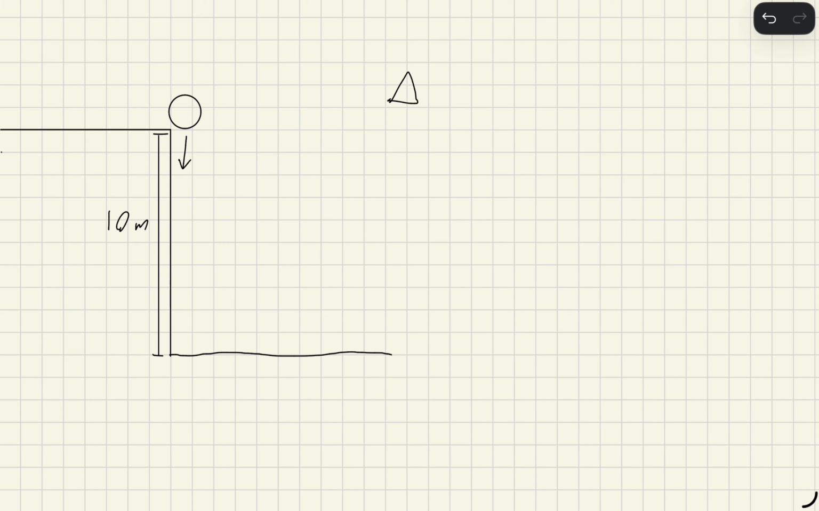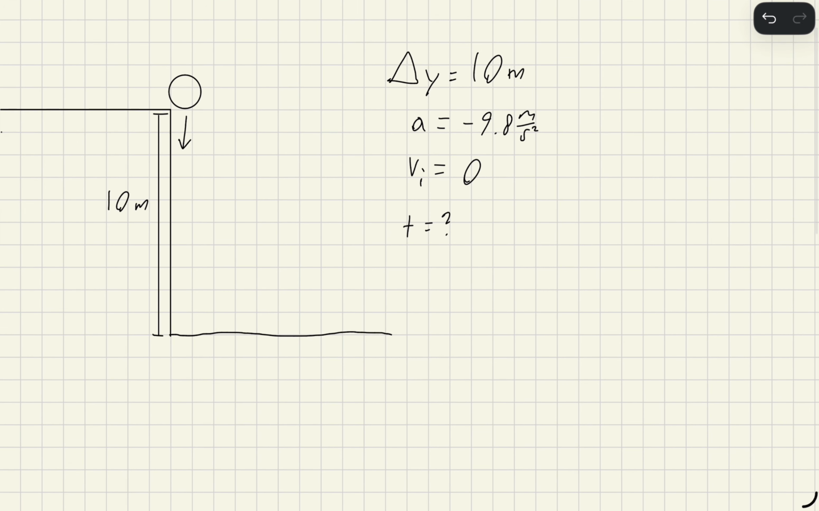We know that the change in y is equal to 10 meters. We know that the acceleration due to gravity, we're going to say that it is negative 9.8 meters per second squared. So we'll choose up to be the positive direction. And then we know the initial velocity, since it is dropped, not thrown, equals 0. And we want to know how long it takes to reach the ground. So we want to know time.